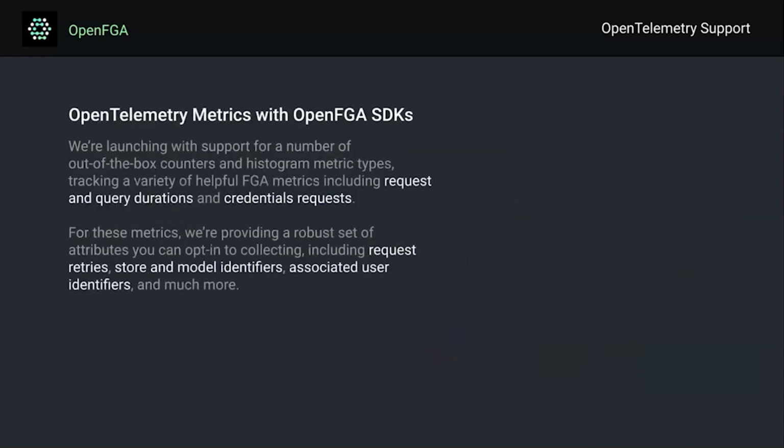Out of the box, we have a number of counters and histograms that we think you'll find helpful, different metric types that support request and query iterations, tracking client credential requests, things like that. And we also have an assortment of attributes or tags that you can opt into collecting, things like how many retries did it take for an HTTP request to succeed, store and model identifiers, user identifiers where appropriate, that kind of thing.